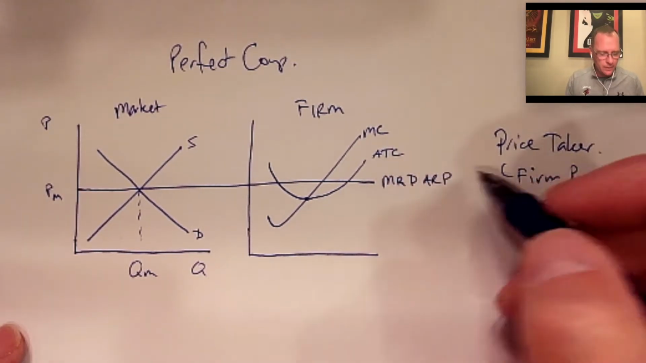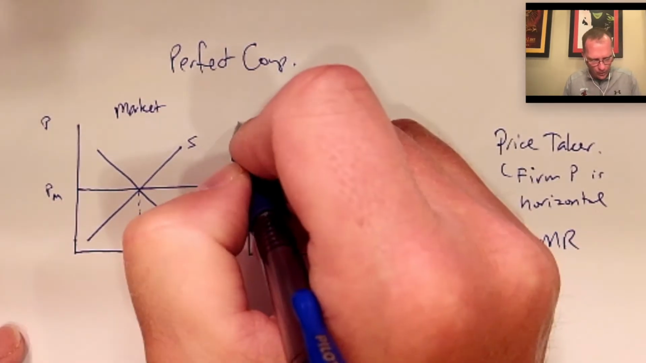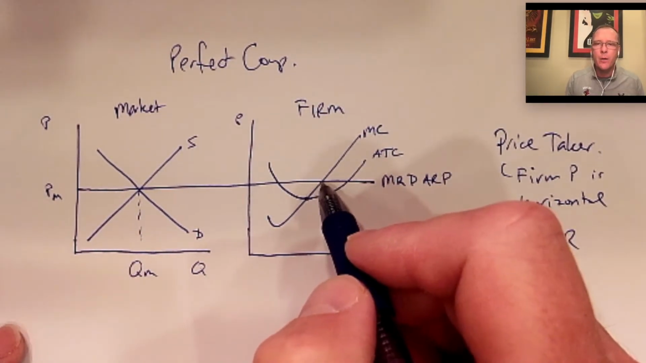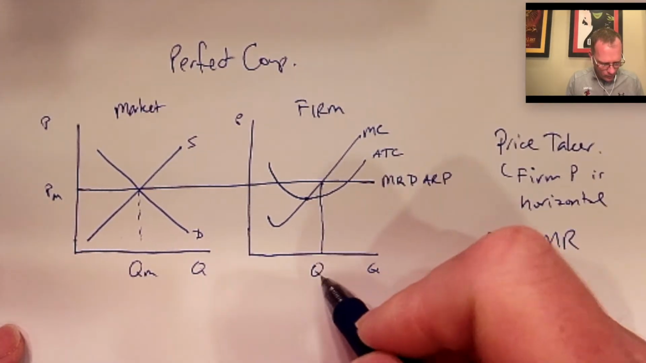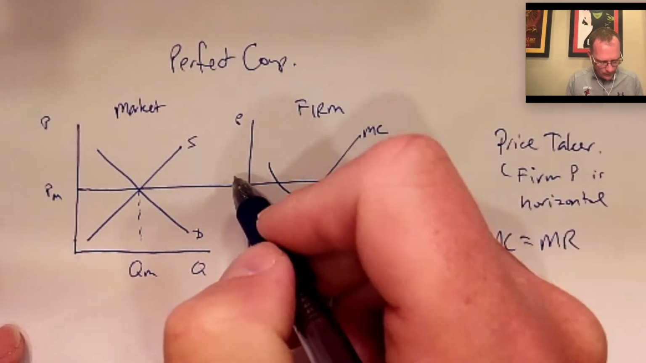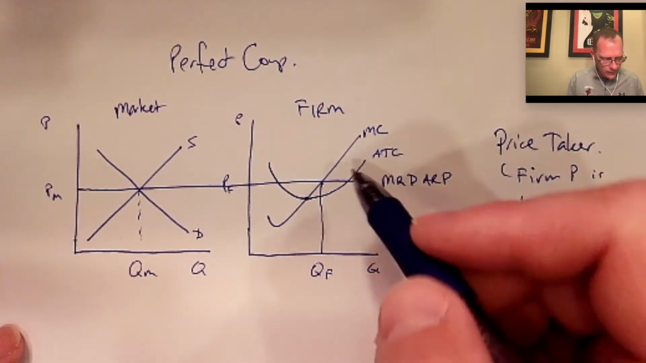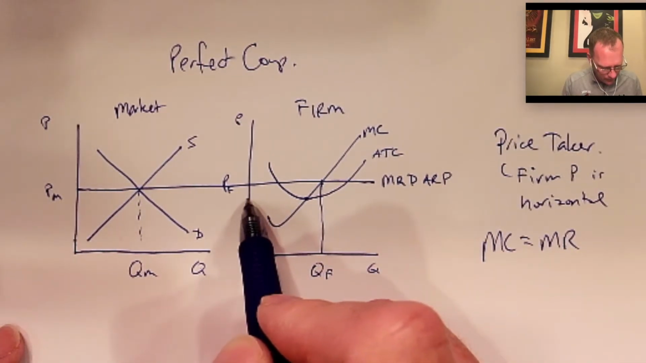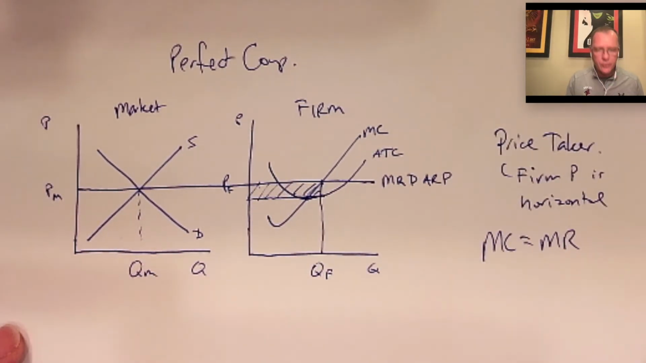Go to where MC equals MR. MC equals MR is going to be true for all of your graphs. So go there, put your pencil on the line, come down, and get our quantity in the firm. Here's our price for the firm. And then I can just shade in my profit. It's going to be the difference between here and here. I come across, I shade that in, and there's my profit.